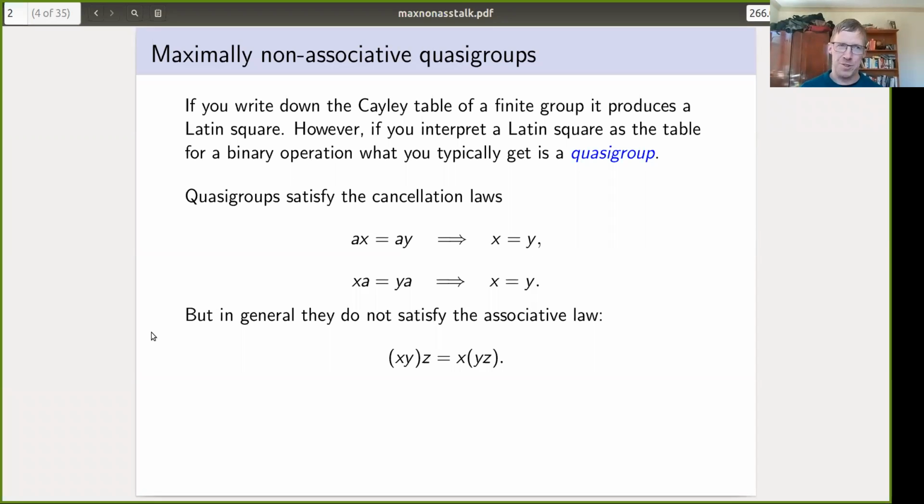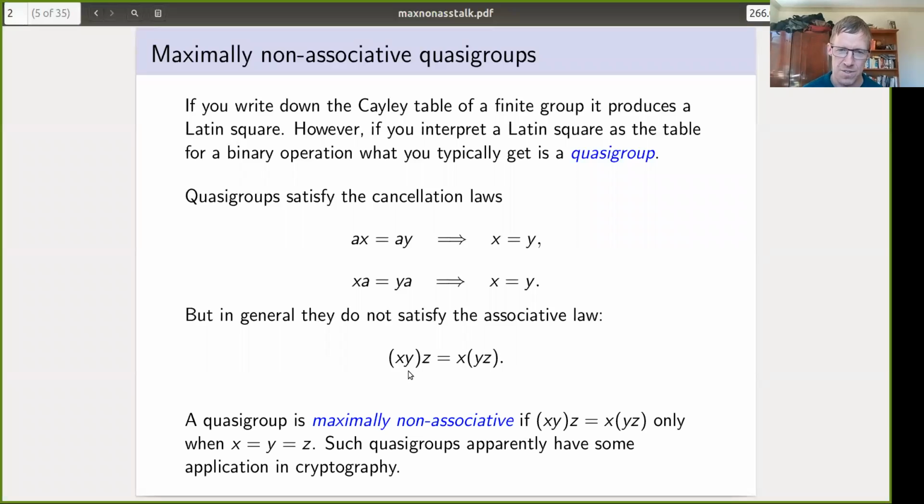There's lots of interesting work on quasigroups which are nearly groups, in that they satisfy some weakened version of this associative law. What I'm doing today is going to the other extreme and looking at things which are as far away as possible from satisfying this associative law. So how badly can this law fail is the basic motivating question. To that end, I will define a quasigroup to be maximally non-associative if the only triples that satisfy this associative law are the triples where all the elements are equal.